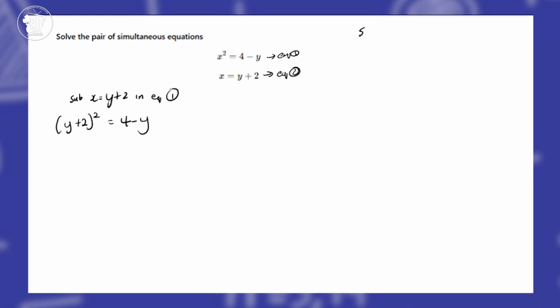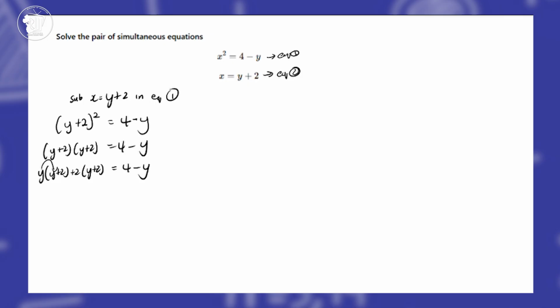By the way, this question went for 5 marks, so you can imagine the amount of work that you have to do here. So we work this out now. y plus 2 squared is the same as y plus 2 in brackets, times y plus 2, and this is equal to 4 minus y. We take this y and multiply by everything in this bracket, then we take the plus 2 and multiply everything in this bracket again, so plus 2 multiplied by y plus 2. And this is equal to 4 minus y.